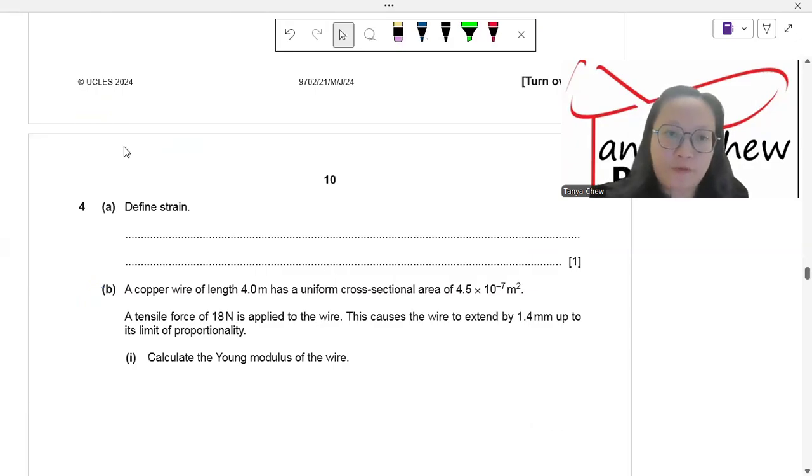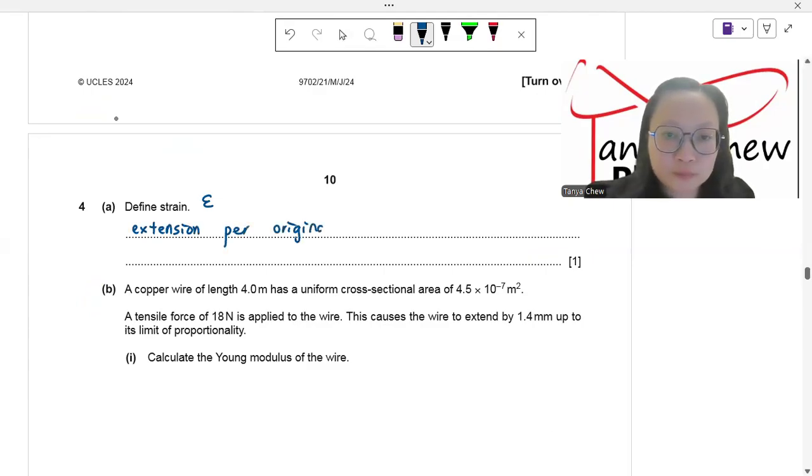Now, question number 4, define strain. Strain, this is the symbol of strain. It is defined as extension per original length. Is that okay?